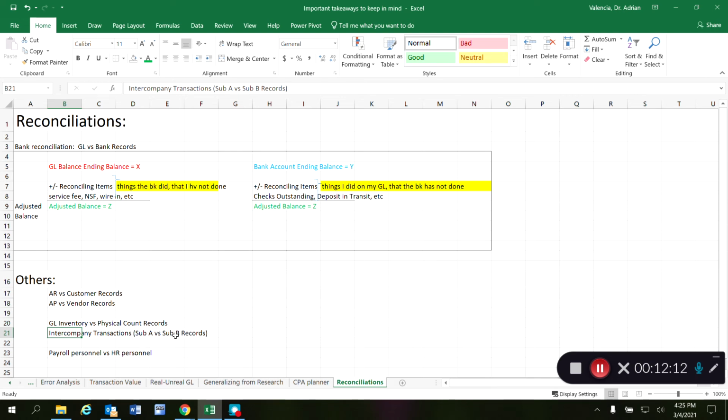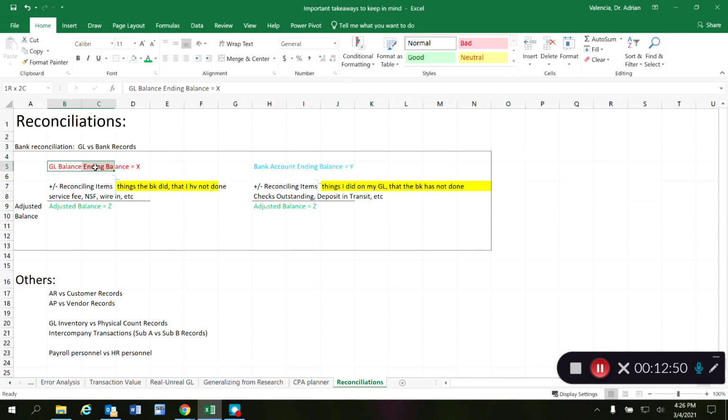And interestingly enough, this also tells us what needs to be done on our accounting system. Anything that you describe like this, anything you say, okay, things the third party, the outside party did that I have not done on my records, that's what needs to be recorded on the accounting system. Okay, so let me say it a different way. This side right here are things you did on your GL. You have it in your accounting system that the bank has not done. So you don't need a journal entry for this.